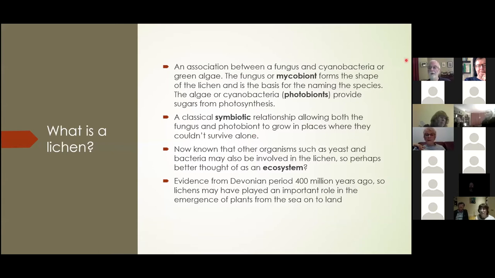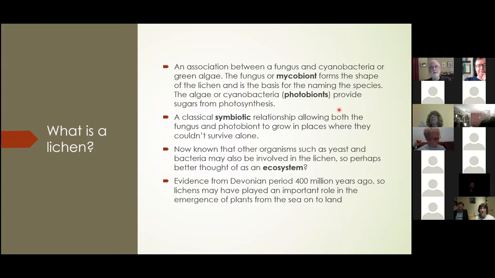So what is a lichen? What am I talking about? The simplest way of thinking about it really is that a lichen is the association between a fungus and either a cyanobacterium or a green algae. The fungus is known as the mycobiont, and it forms the shape of the lichen, the form of the lichen, and it's the basis for the naming of the species. So if you're naming a species of lichen, basically you're naming the fungus. The algae or cyanobacteria are known as photobionts, which gives you a clue as to their main function, which is to provide sugars from photosynthesis.